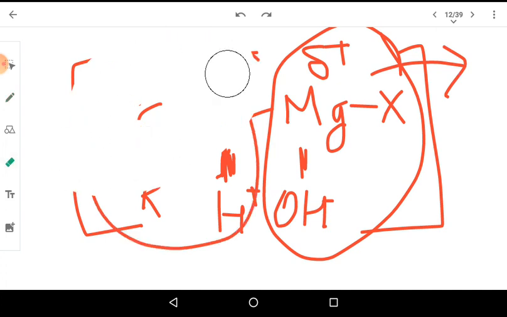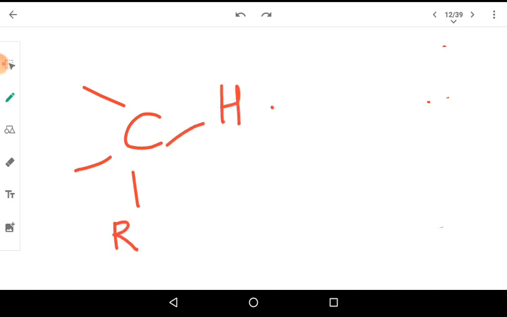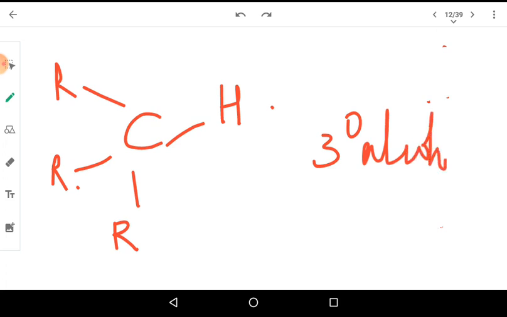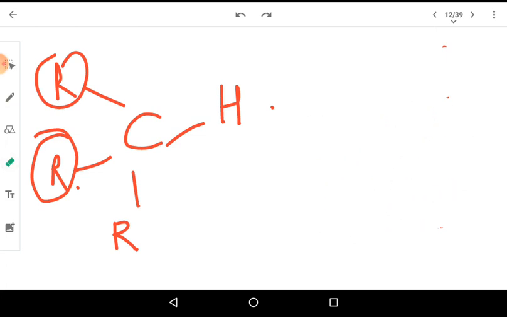Now look at the alcohol that is formed over here. The alcohol that is formed over here is something like this. Right? This is the alcohol that we are having. Now imagine I have an R group here and another R group here. I will be getting a tertiary alcohol. Now if both are R groups, then it should be a ketone. So a ketone will give rise to a tertiary alcohol.